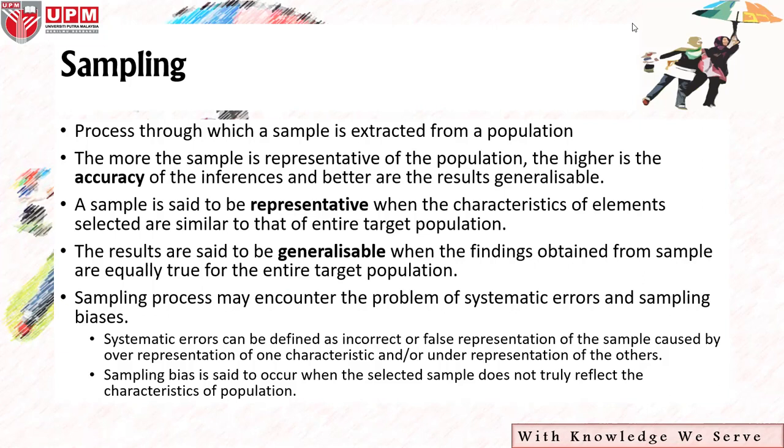Ada dua. Bila kita buat sampling ni memang dia takkan lari daripada dua jenis error. The first one, systematic error. The second one, sampling bias. Systematic error refers to the incorrect or false representation, okay, of the sample caused by over-representation of one characteristic and or under-representation of the others.